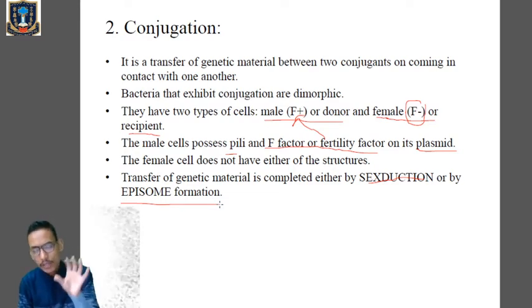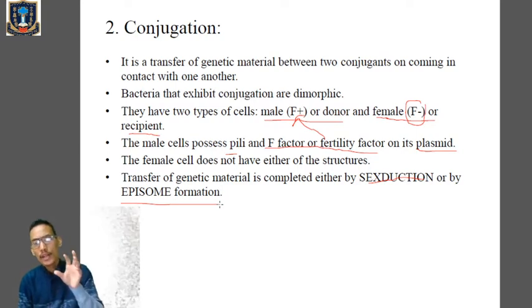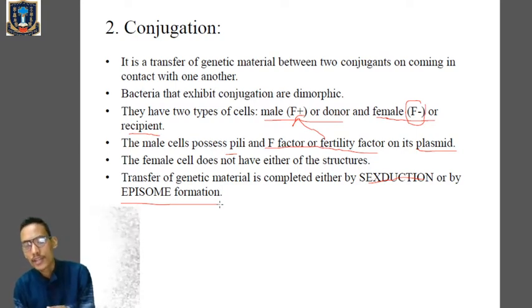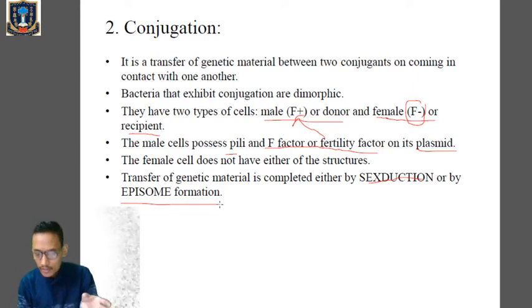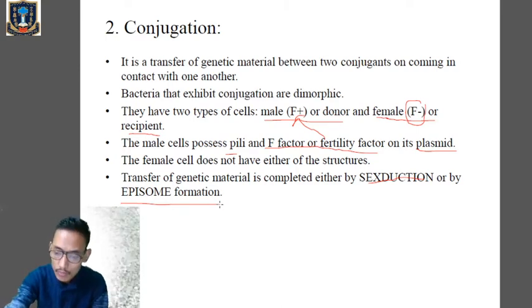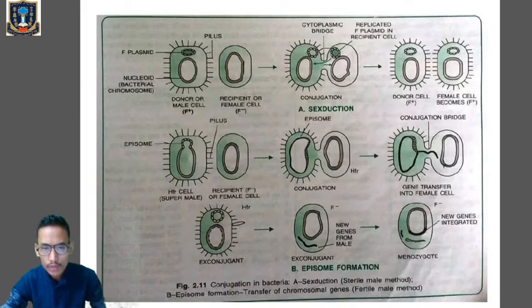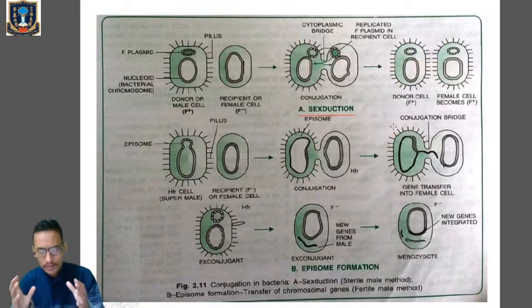All right, so the male possesses the fertility factor or F factor and pili, whereas such structures are absent in the female. And the transfer of genetic material occurs by means of sexduction or by means of episome formation. Now we'll go with the structures, so that it will be easier for you. First of all, we'll see the process of sexduction. So what happens in the case of sexduction?